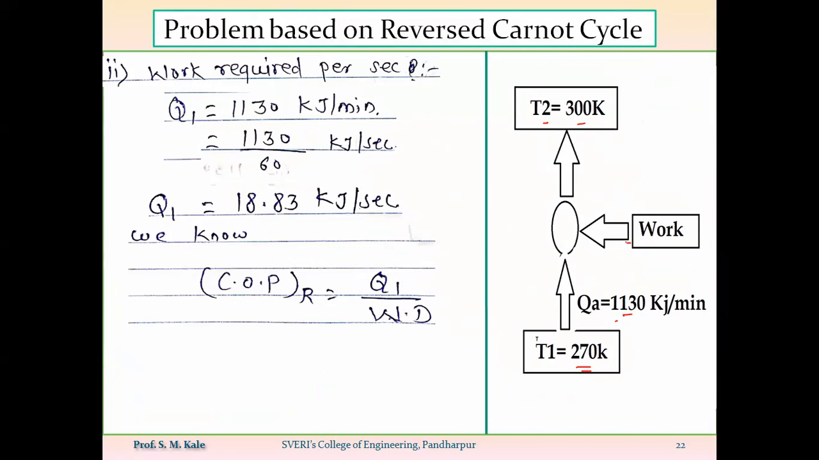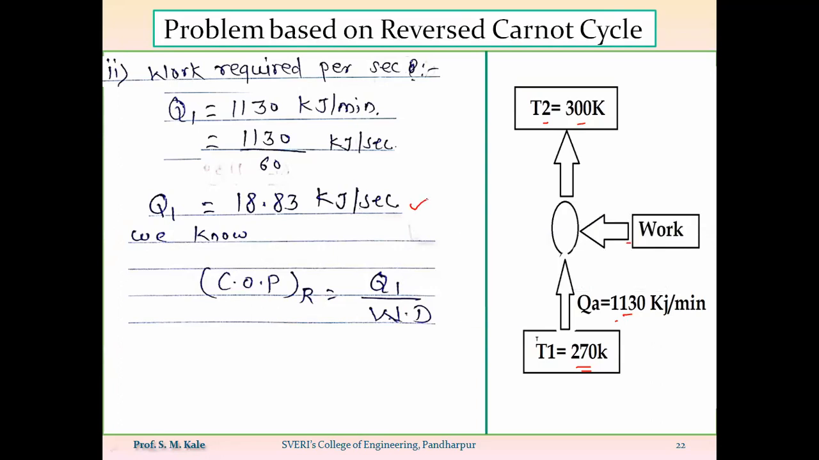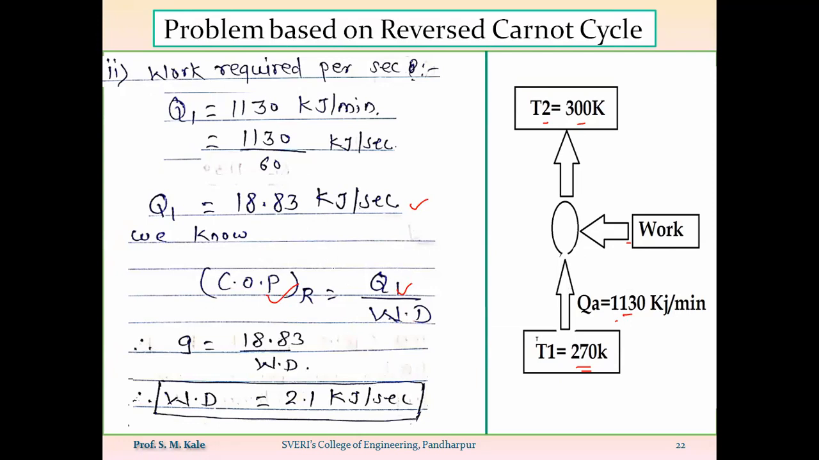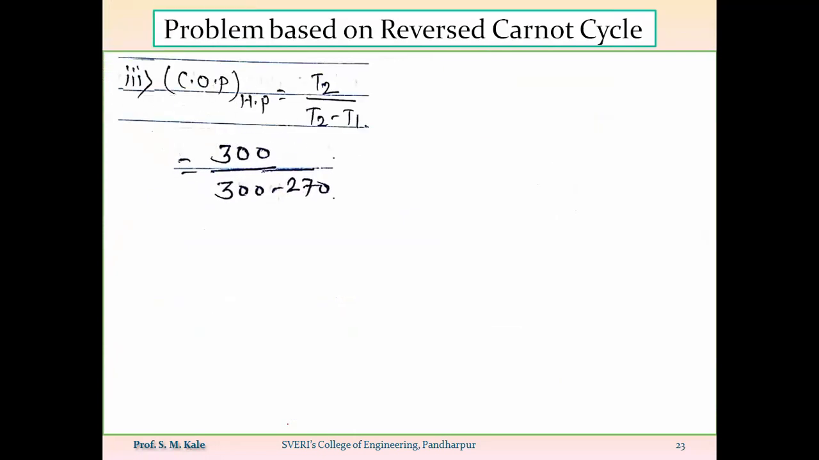As we know, COP is Q1 divided by work done. We have calculated the value of Q1 in terms of kilojoule per second, and we know the value of COP. Put those values in and we get the work done as 2.1 kilojoule per second. Again, COP of heat pump is T2 divided by T2 minus T1, so the answer will be 10.